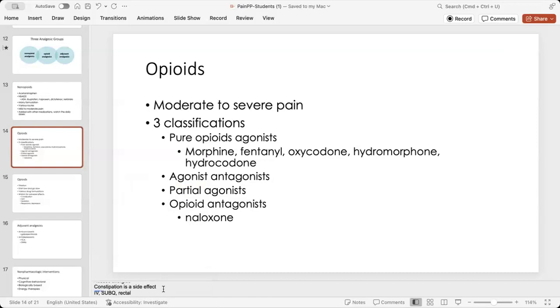With any of these, is there a risk for dependence? Yes. Is there a risk for tolerance? Tolerance. You need higher doses. It takes higher doses to have the same effect. So we gotta watch for sedation, right? We need to watch for constipation. We need to watch our respiratory rate. Okay. Sometimes patients can have nausea and vomiting that goes along with taking an opioid. Sometimes they might have urinary retention.